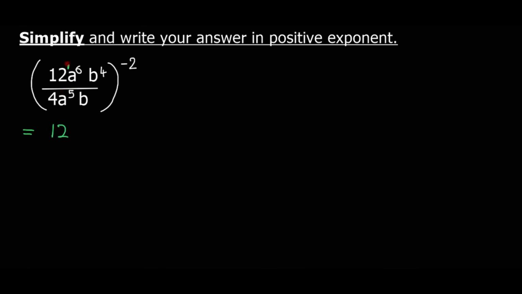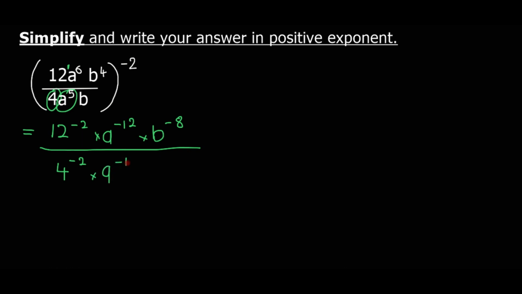This means 12 to the power 1 times negative 2, and then for a, 6 times negative 2, then we get negative 12, and then b to the power 4, and then 4 times negative 2 is negative 8. We do the same thing, and then 4 to the power 1, and then 1 times negative 2 gives 4 to the power negative 2, and then exponent 5, and then 5 times negative 2 is negative 10. And then for b, exponent 1. This means normally b to the power 1 times negative 2 is negative 2.